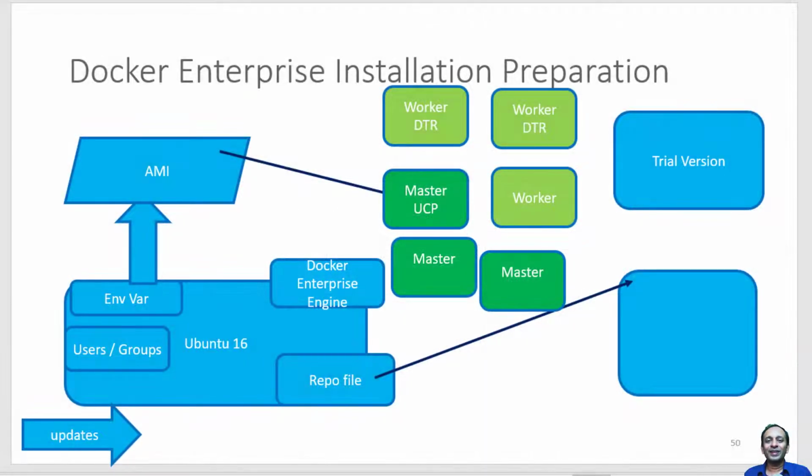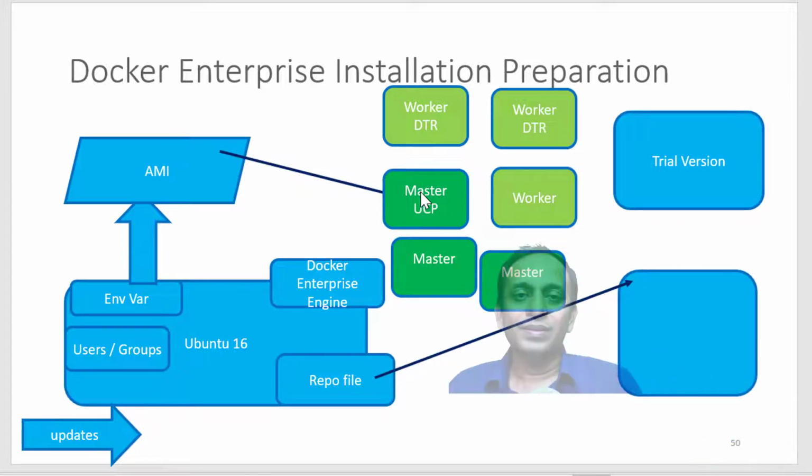Hi, in the earlier lecture, we discussed how to install Universal Control Plane as part of the master node. Since it is an AWS instance and we did not have a static IP address, the IP address will change dynamically whenever I restart the system.